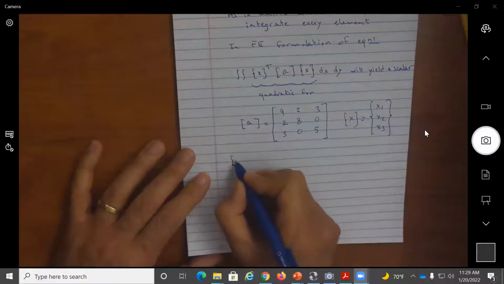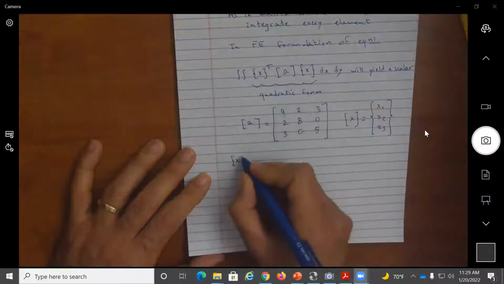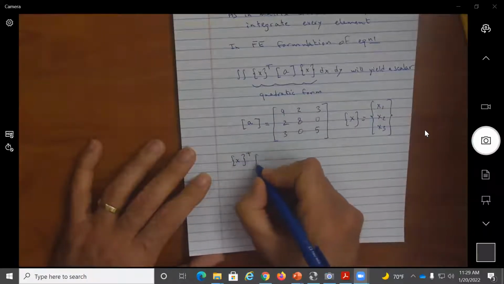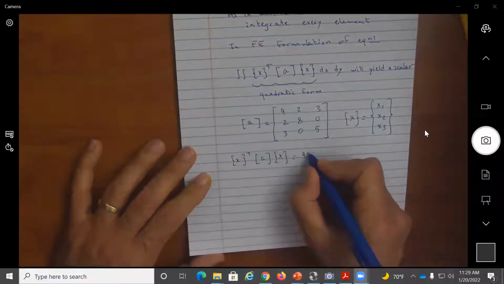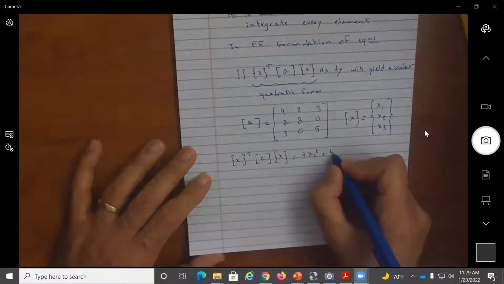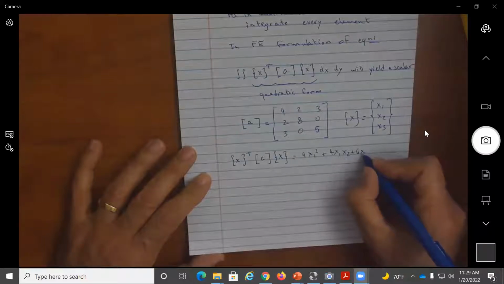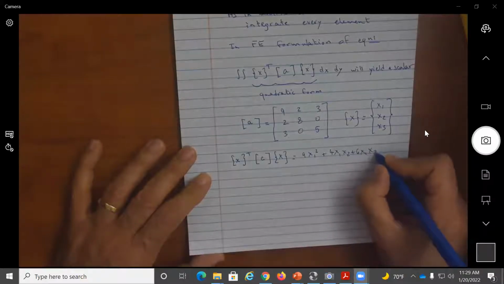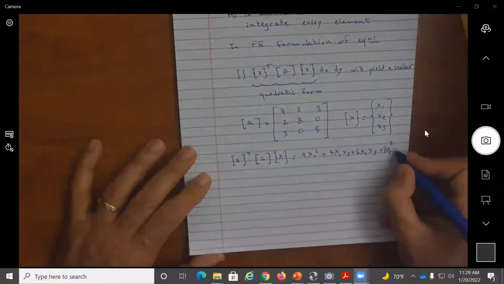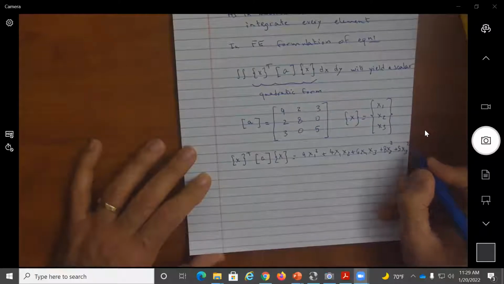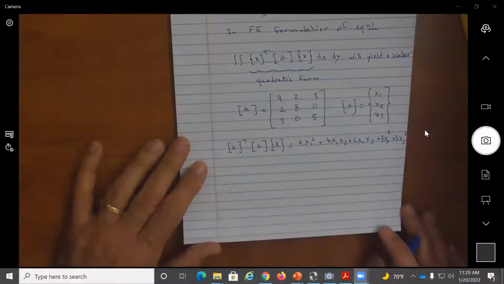If I look at the quadratic form, X transpose times A times X, this will give us 9x1 squared plus 4x1x2 plus 6x1x3 plus 8x2 squared plus 5x3 squared. So you see where the quadratic form comes from. And again, this is a scalar quantity.